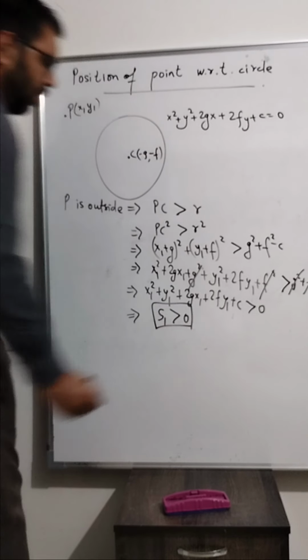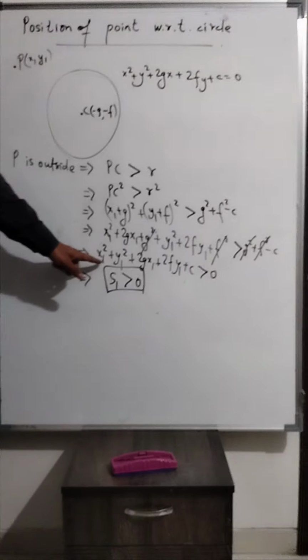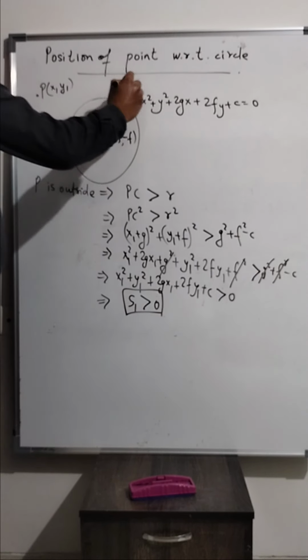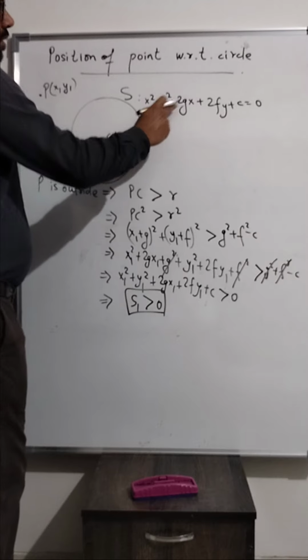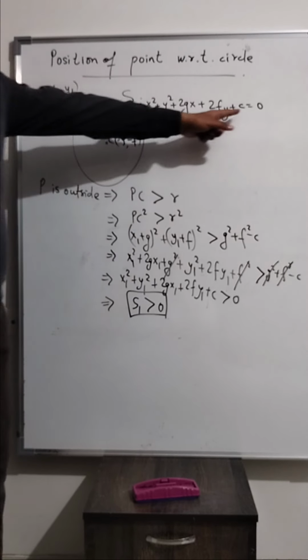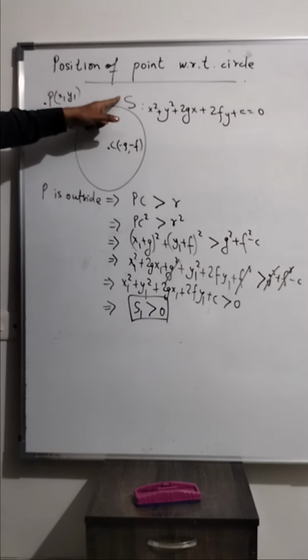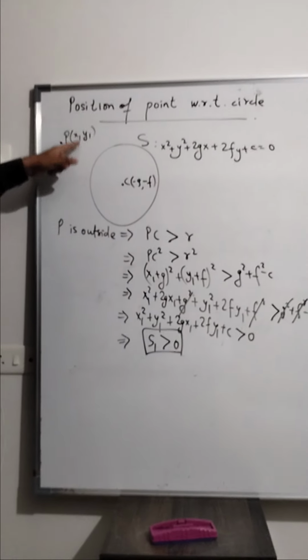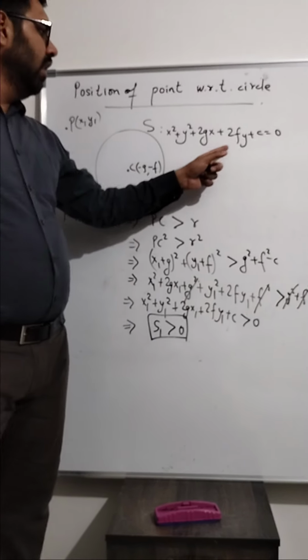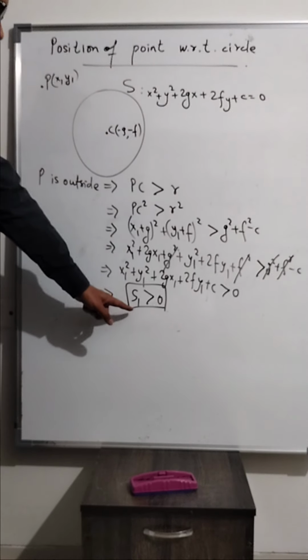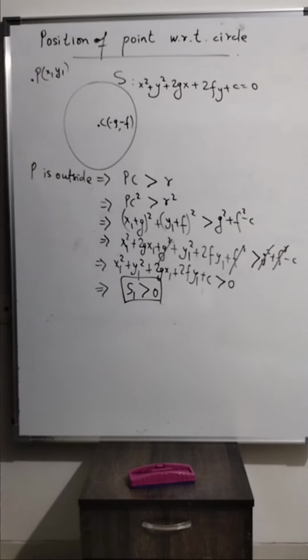Okay, because S1 means the value which we get by substituting the coordinates of the point in the equation of the circle. This is nothing but S: x square plus y square plus 2gx plus 2fy plus c equal to 0. This is the equation of the circle which is denoted by S. When I substitute the coordinates of P(x1, y1) in the equation of the circle, what I will get is S1. So that is why I have replaced it by S1. So S1 is greater than 0.